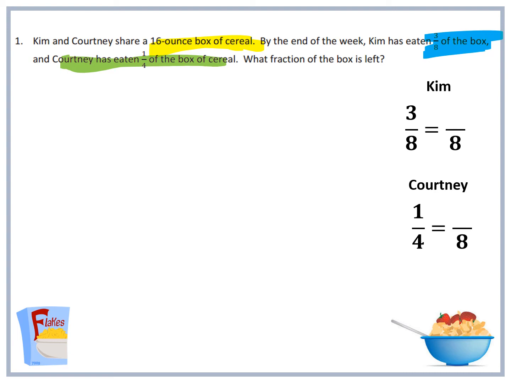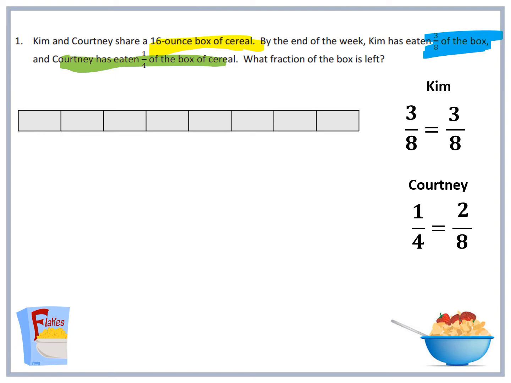Now 3/8 would become how many eighths? It would stay the same. 1/4 would become how many eighths? 2/8. Now I have enough information to be able to set up my tape diagram because now I can have equal units. So my tape diagram is going to be split into how many units? If you said 8, you're correct.